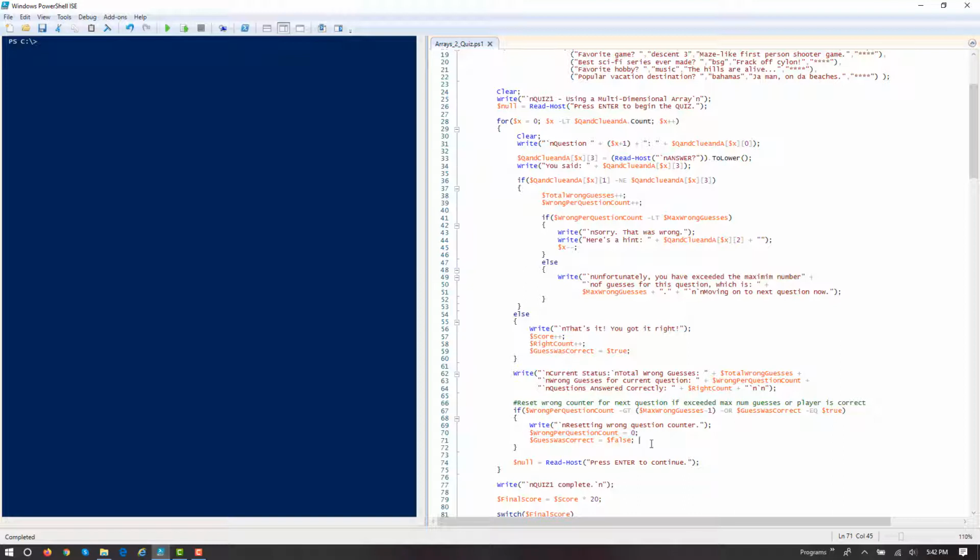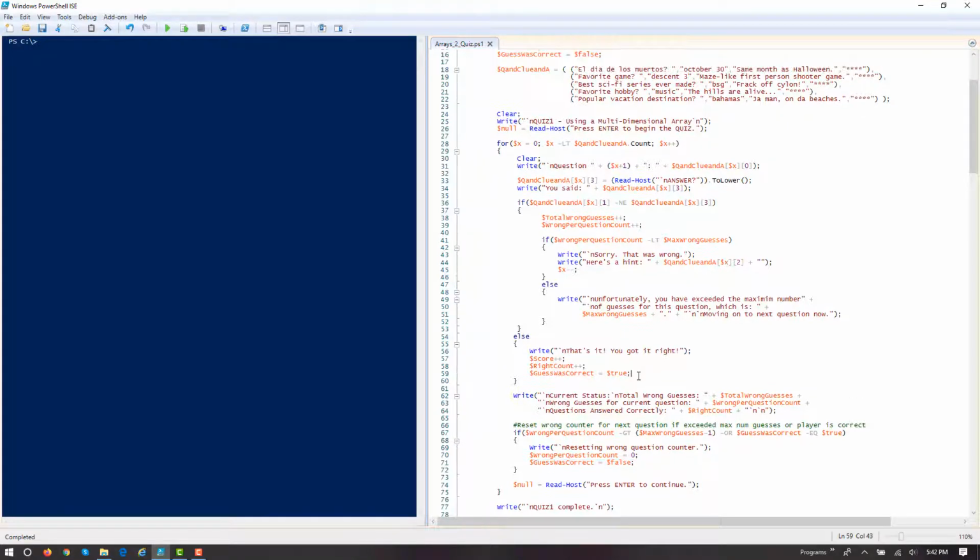So that's what we're using this Boolean for here, okay? And the reason is, well, we have a compound statement here, right? We're using an or, okay? So both sides don't have to be true. Only one side has to be true. But what we're saying is, if wrong guesses per question count is greater than max number of guesses minus 1, because remember, it's 0, 1, 2, not 1, 2, 3.